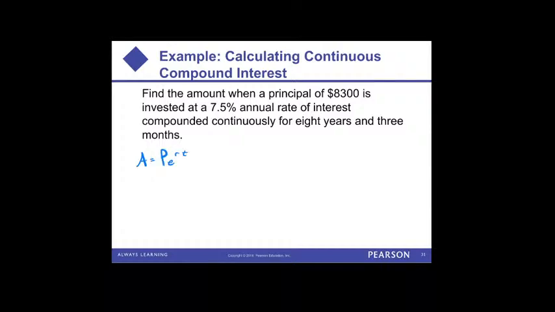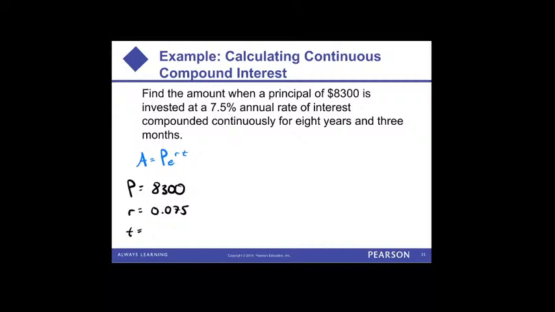Our principal, the given P, we're starting with $8,300. The rate, again, we have to express it as a decimal, so 7.5% as a decimal, 0.075. We have to convert it. Basically, you divide by 100. So you move the decimal to the left twice. The time, again, time has to be in years, but they gave it to us, it says 8 years and 3 months. So we need to convert that 3 months to years, right?